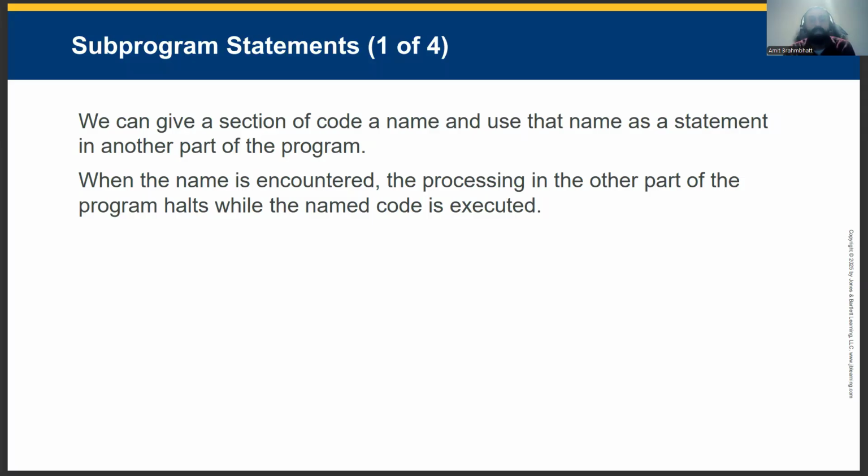So a subprogram is a section of code that can be reused throughout a program. When a program encounters a call to a subprogram, it pauses what it's doing, executes the subprogram, and then returns to where it left off. This structure allows us to break large programs into smaller manageable pieces that perform specific tasks.